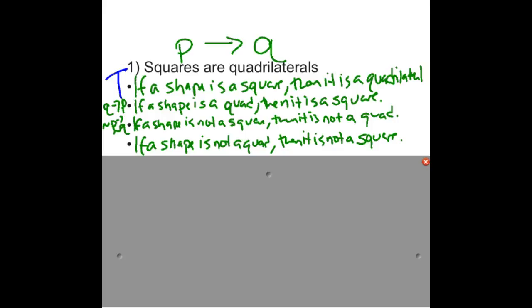If a shape is a quad, then it is a square. That's saying any four-sided figure is a square. Can you come up with a four-sided figure that's not a square? How about a trapezoid? How about a rectangle? Those aren't squares. That is a false statement.